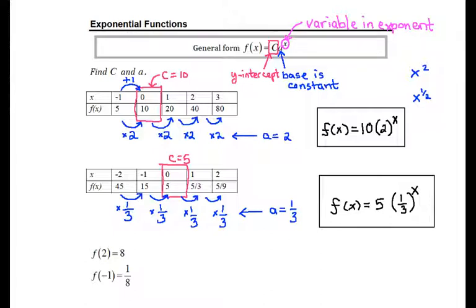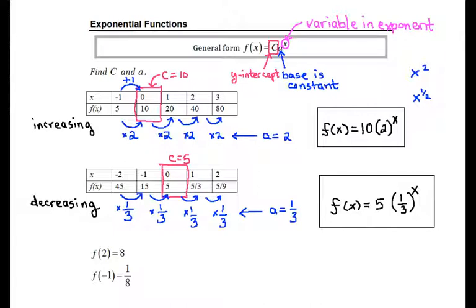We can also note that where we had a base of 2, we had an increasing exponential function. And where we had a base of 1/3, a fraction smaller than 1, we ended up with a decreasing exponential function. So these can go either way. They can be increasing or decreasing.